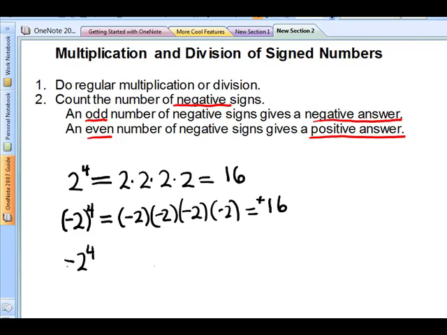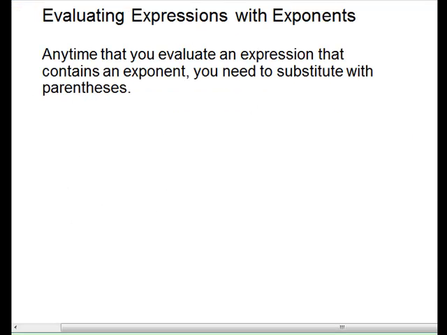For this one, the negative sign does not get to go to the exponent. It's not included, so only the 2 is the base. So it means to take 2 times itself, 4 copies. When you're all finished, you have one sign left. So this one will give us a -16.